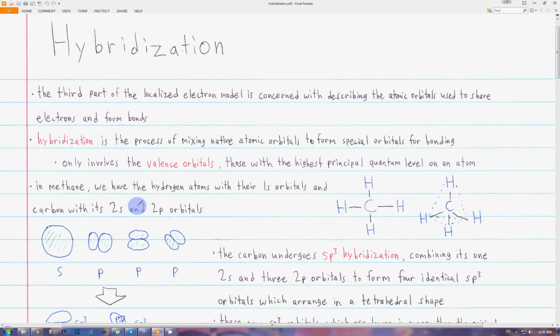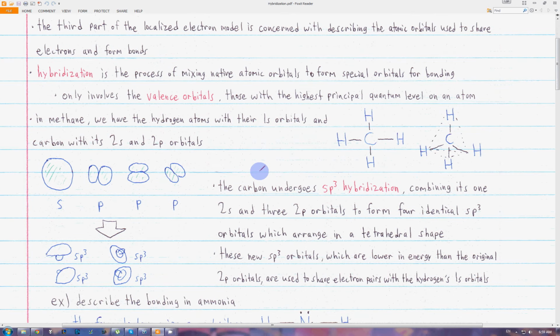And so since the p level is composed of 3 orbitals, carbon has a total of 4 valence orbitals to use in bonding. So here's the Lewis diagram and the shape for methane. It's a tetrahedral shape with carbon at the center. So carbon has 4 bonding pairs with it, so it needs 4 spaces around it. So to get a tetrahedral arrangement, the carbon undergoes sp3 hybridization.